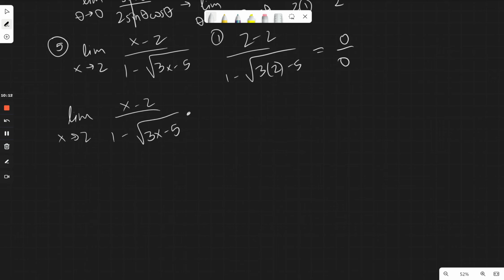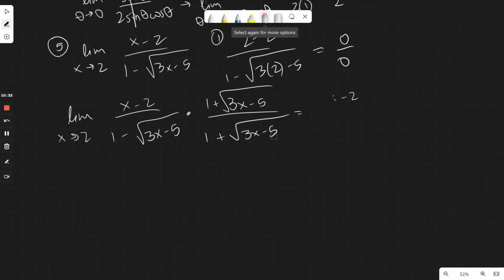We want to multiply it by 1, but we're not going to just write 1 over 1. We're going to write 1 plus the square root of 3x minus 5 over 1 plus the square root of 3x minus 5. This is its radical conjugate. And so now this becomes x minus 2. Oh, I should probably have the limit thing here.